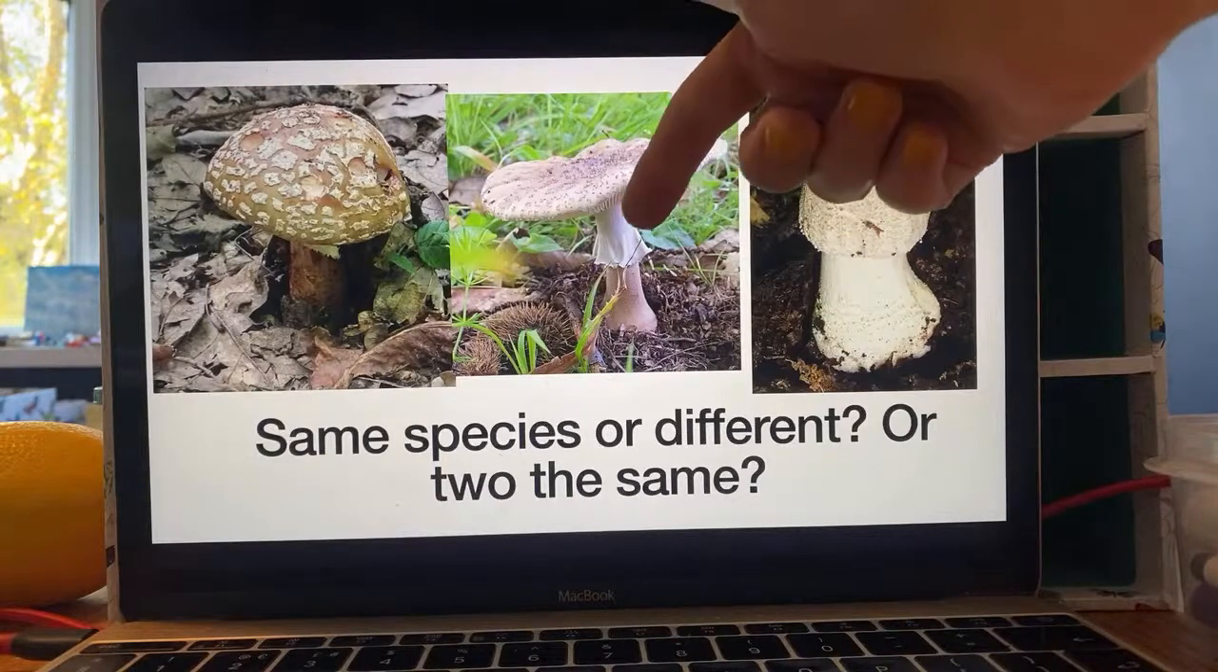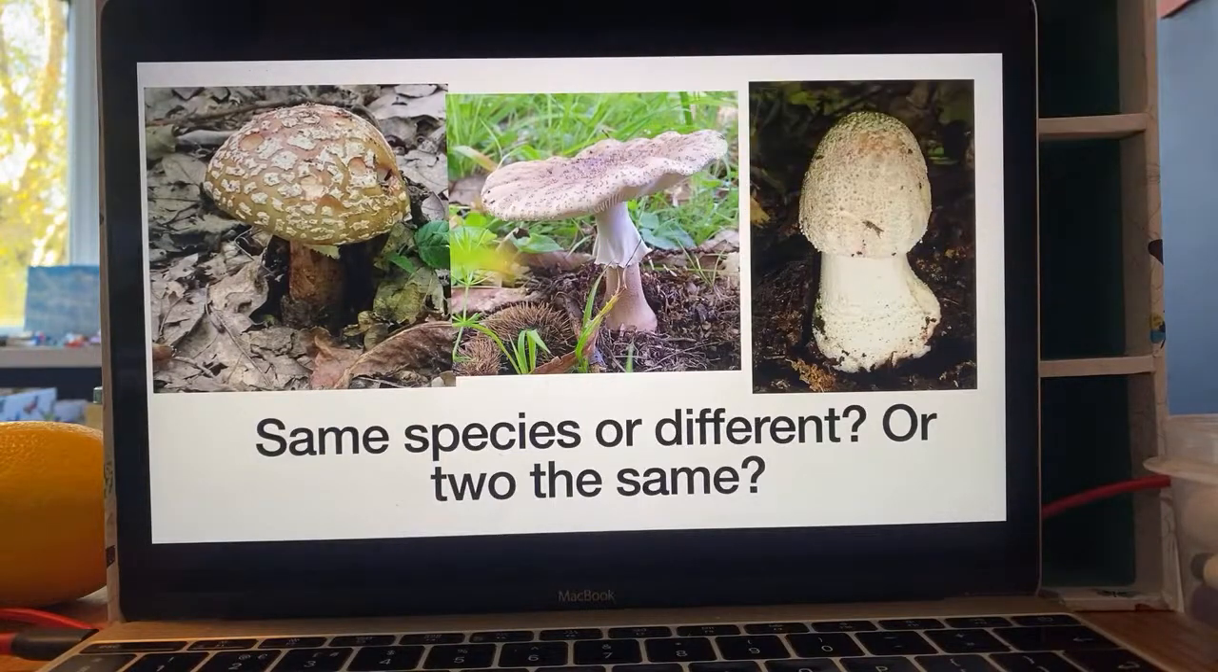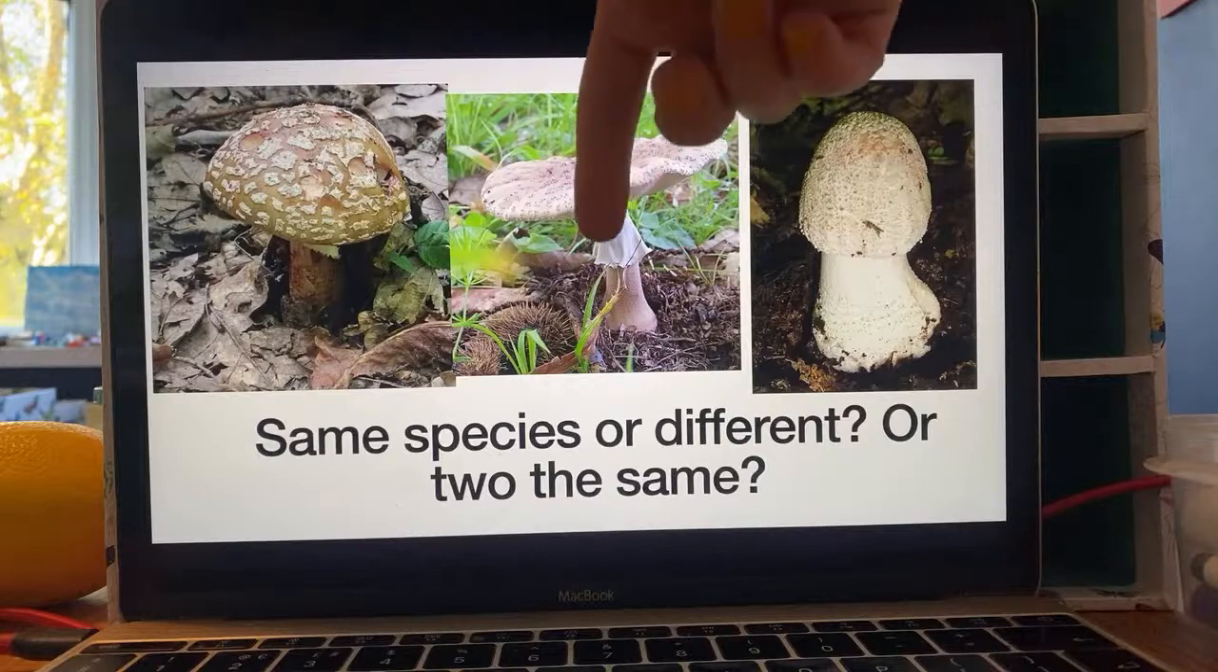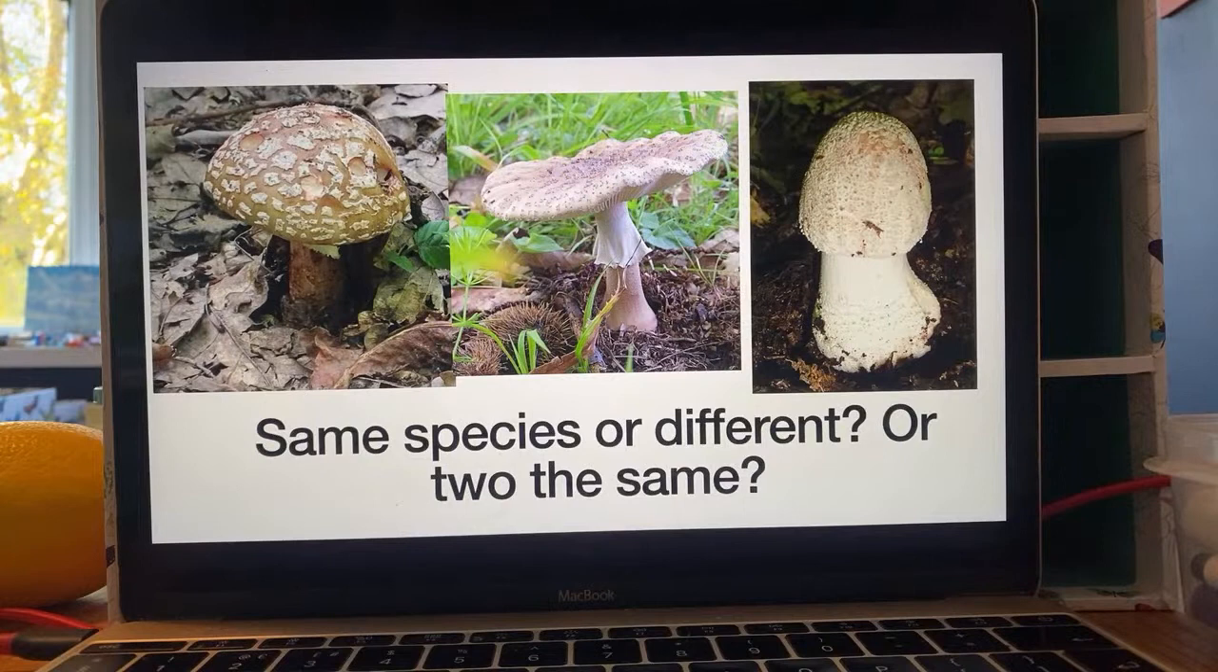Got a lovely picture of the annulus here. Annulus just means ring in Latin. So depending on how pretentious your mushroom expert is, they might call it an annulus or a ring. Same, different? What do you reckon? If you're feeling quite confident now about all the different bits, you could be looking at what they've got in common, hey?